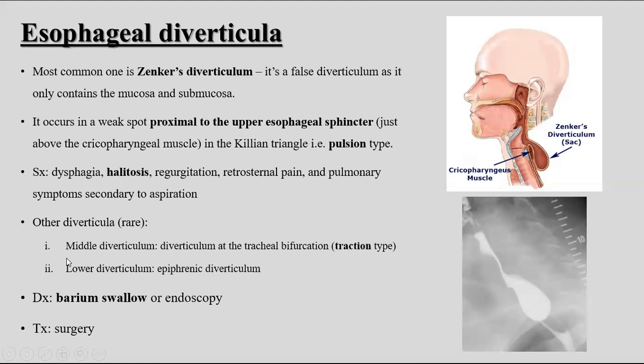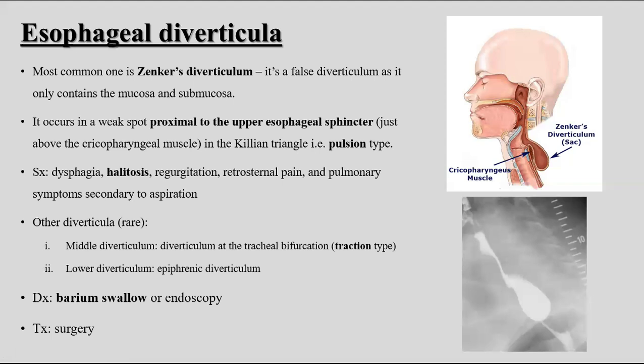The other diverticula, like I told you, are very rare. You have the middle esophageal diverticulum, which is basically at the tracheal bifurcation. This is a traction type, so it's most probably going to be a true diverticulum. The traction in this case is provided by some kind of pathology in the mediastinal area. It can be any kind of tumor or inflammation or lymph nodes that is pulling it from the outside, which is going to cause the traction and cause a middle diverticulum.